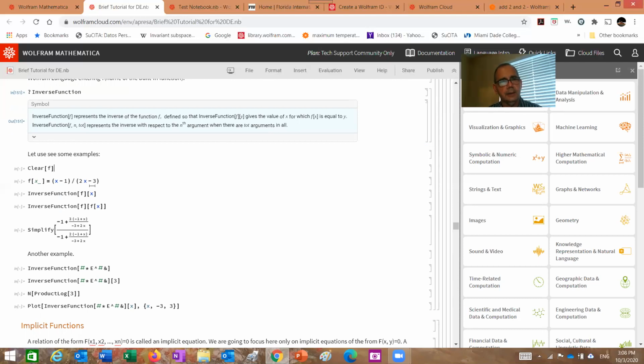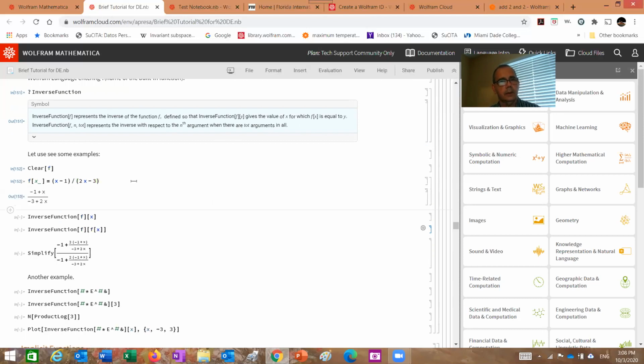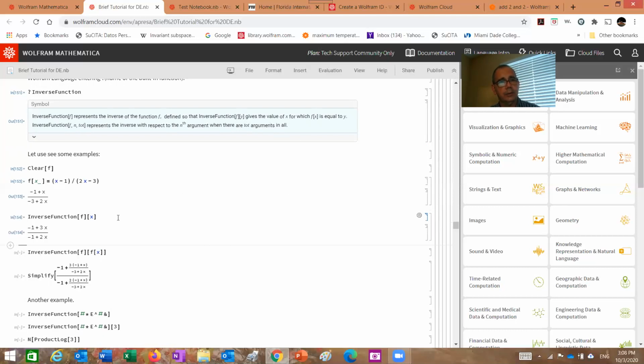We're going to clear the f. We are going to enter this function. The function has this formula. And now we can find the inverse of that function by using this Wolfram Language function, InverseFunction, and then the f between brackets, and then the x between brackets. You press Enter, and it returns the formula for the inverse function.